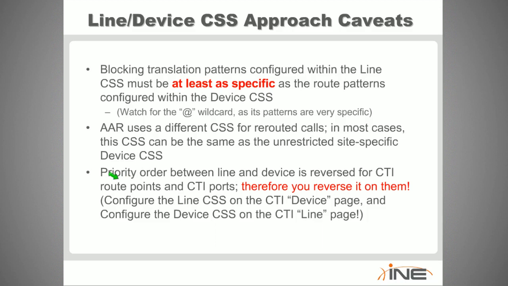So in other words, for CTI route points and ports, configure a line calling search space on the CTI device page, and configure the device CSS on the CTI line page. So if they reverse it on you, you reverse it on them, and then you can still use the line device approach even on CTI ports and route points.